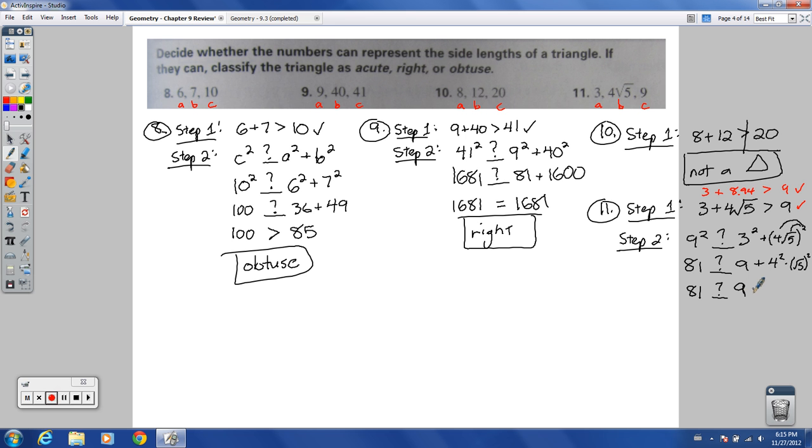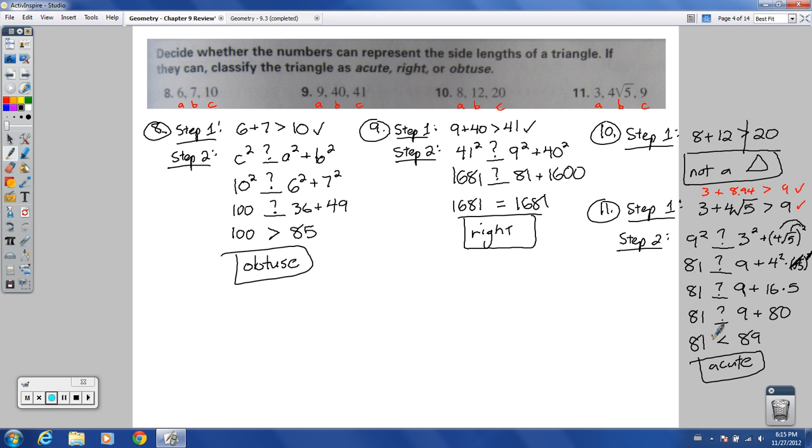9 plus, this is 16 times 5 here. The square root and square will cancel out here and here. And so 16 times 5, that's 80, and so we have 81 as being less than 9 plus 80 is 89. That means the c squared part, that was the smaller part, that would mean this would be acute.